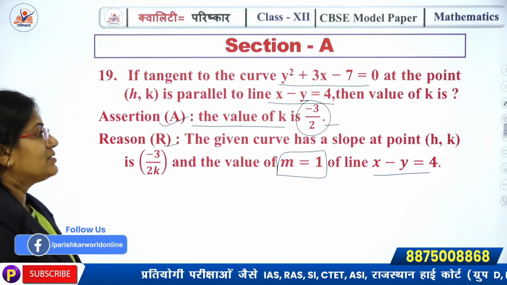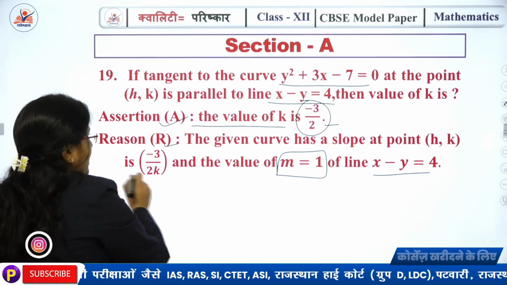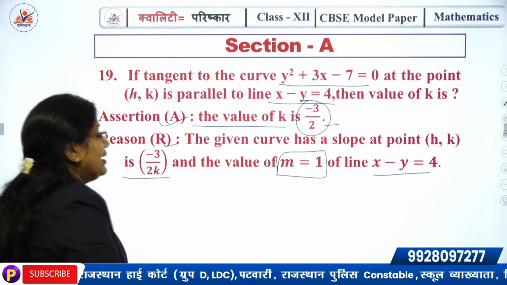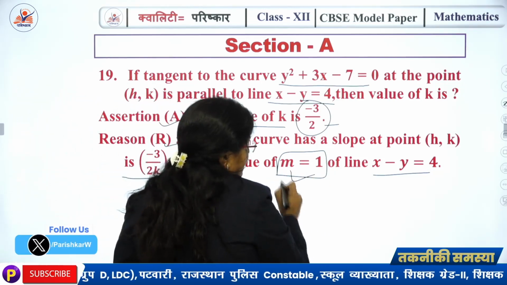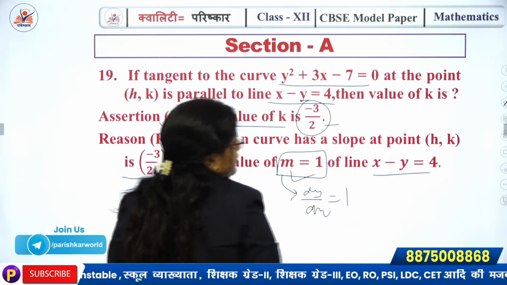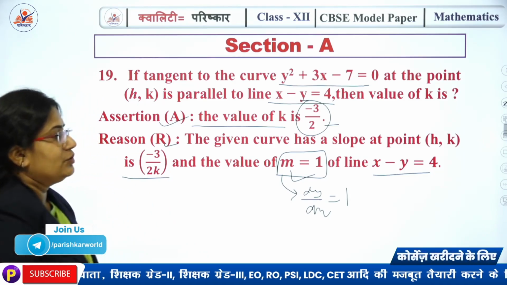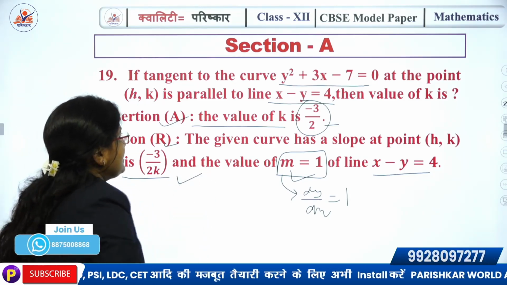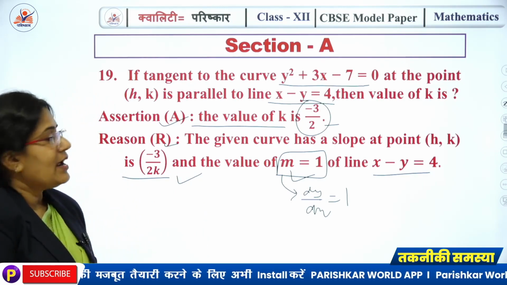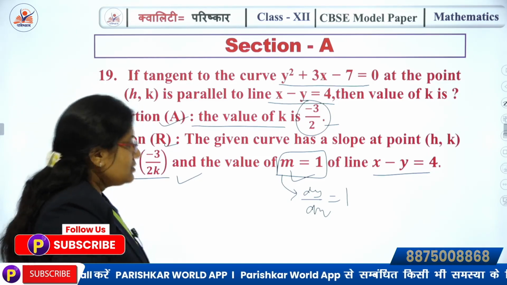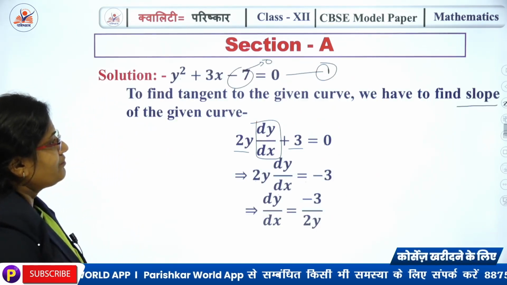And the given curve has a slope at point (h, k) of minus 3 upon 2k, which is also right. And the value of m equal to 1, that is dy by dx is equal to 1 of the line x minus y equal to 4. That means the reason R is also correct. So reason and assertion both are correct, and reason is the correct explanation of the assertion. So option A is the correct option to the question.